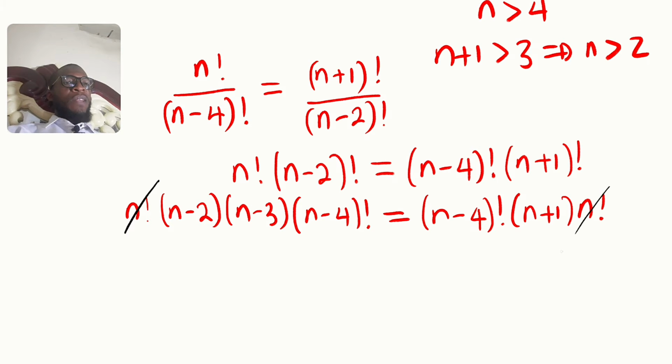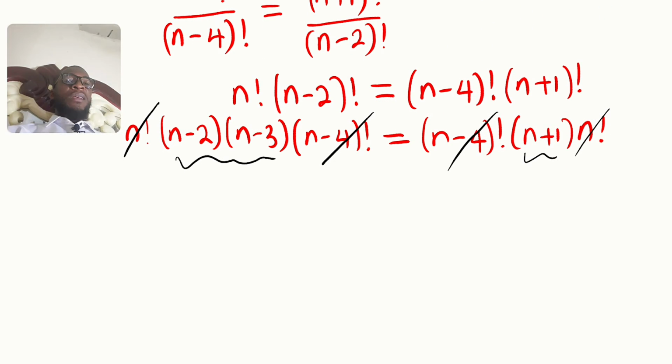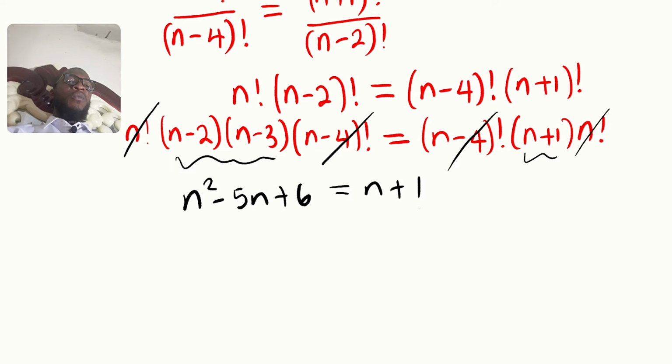N factorial will cancel n factorial. N minus 4 factorial will cancel n minus 4 factorial. What I have left is n minus 2 multiplied by n minus 3 equal to n plus 1. If you expand n minus 2 times n minus 3, you're going to obtain n squared minus 5n plus 6. And to the right, you have n plus 1.